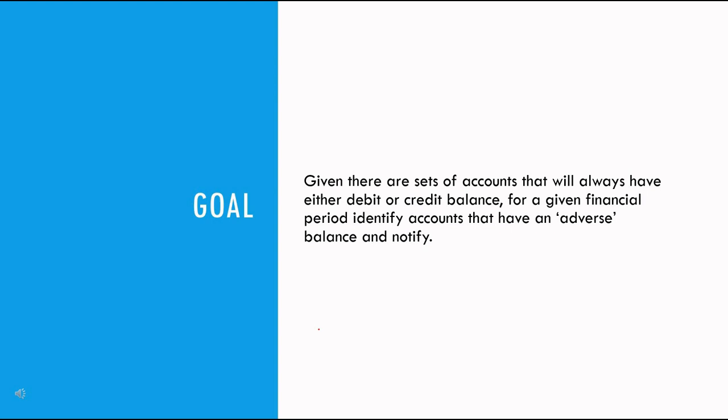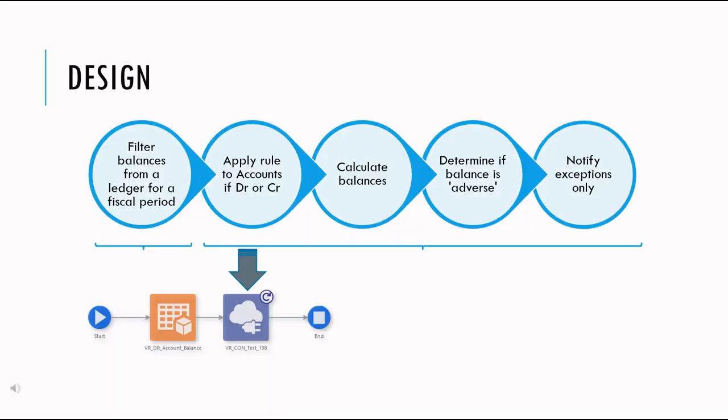The goal of this entire orchestration is, given that there are sets of accounts that would always have either a debit or credit balance for a given financial period, to identify accounts that have an adverse balance, and then notify either via an email message or a notification. Here I have used an email message. So now let's see what the solution design looks like.